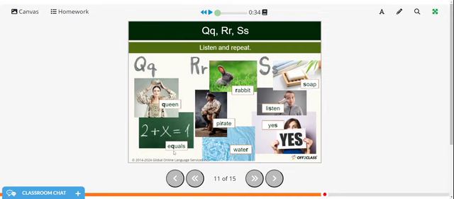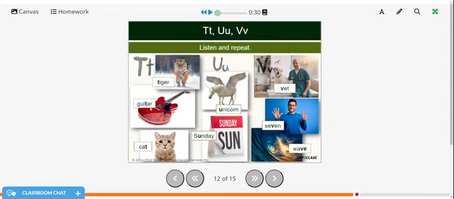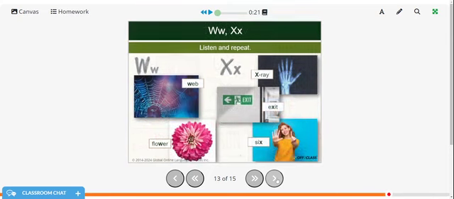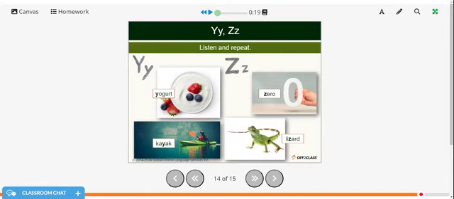Queen, equals, rabbit, pirate, water, soap, listen, yes, tiger, guitar, cat, unicorn, Sunday, vet, wave, web, flower, x-ray, exit, yogurt, kayak, lizard.